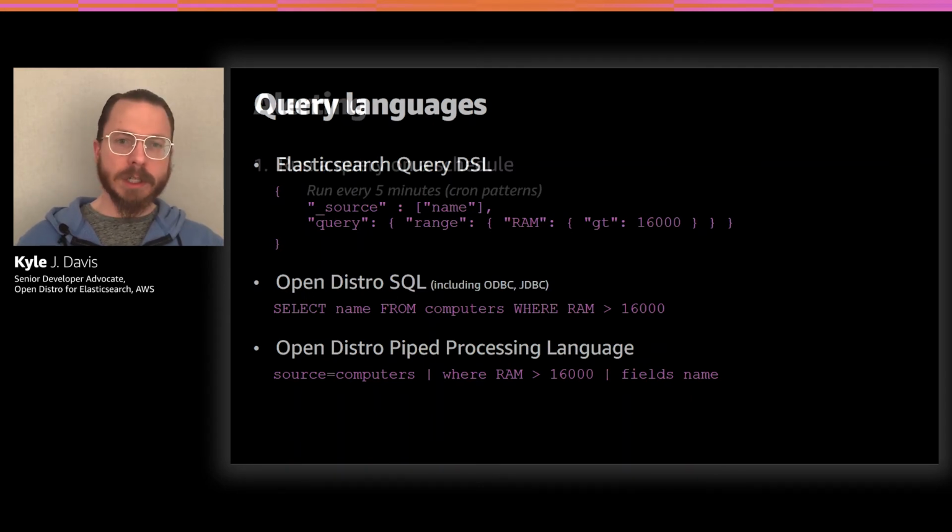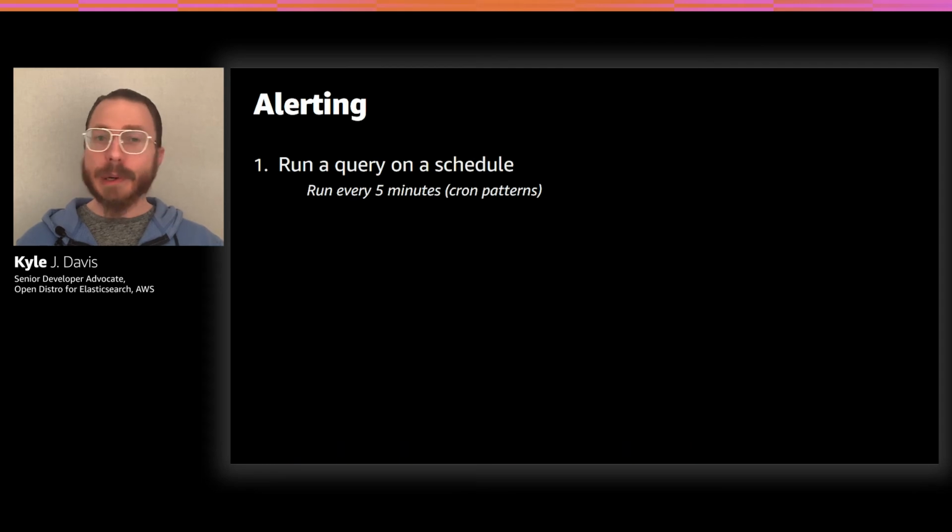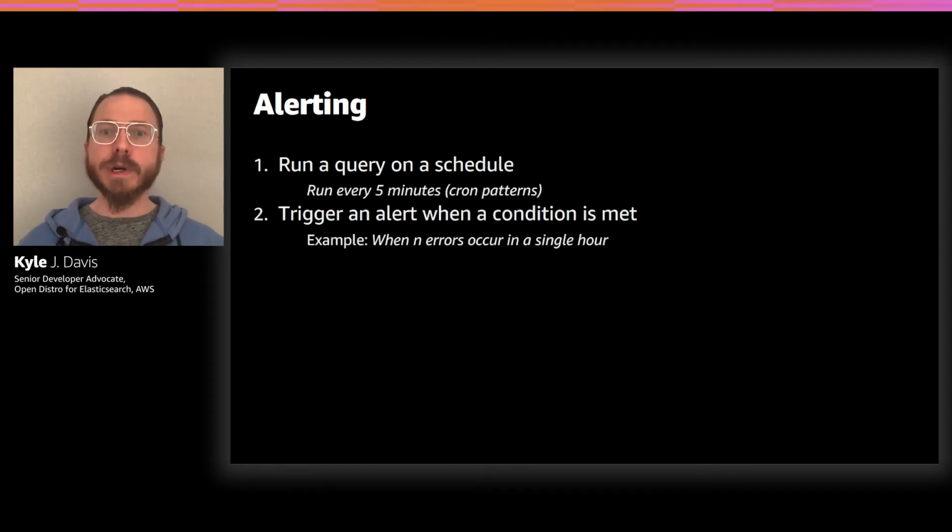Shifting gears again, let's talk a little bit about alerting. We have an alerting plugin in Open Distro, and basically this allows you to run a query on a schedule. For example, run a query every 5 minutes, and this uses basic cron patterns, right? So you can do that at any time interval. And then trigger an alert when a condition is met.